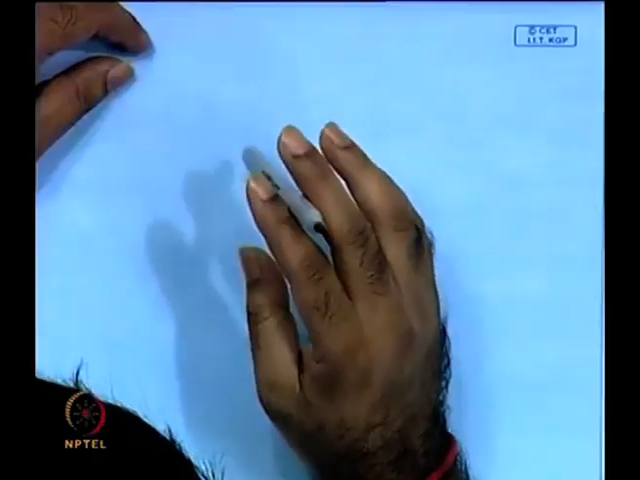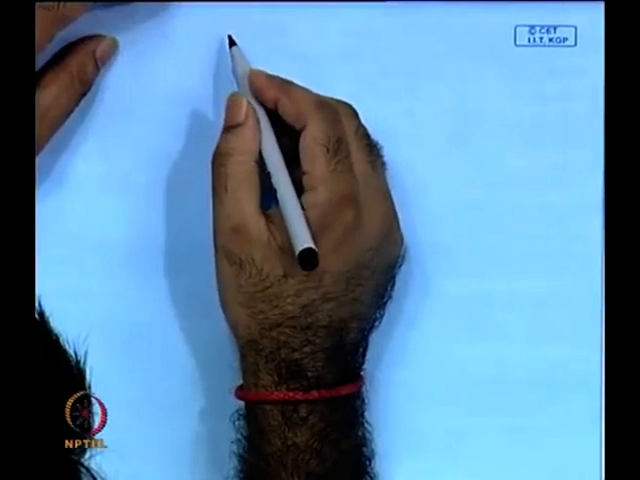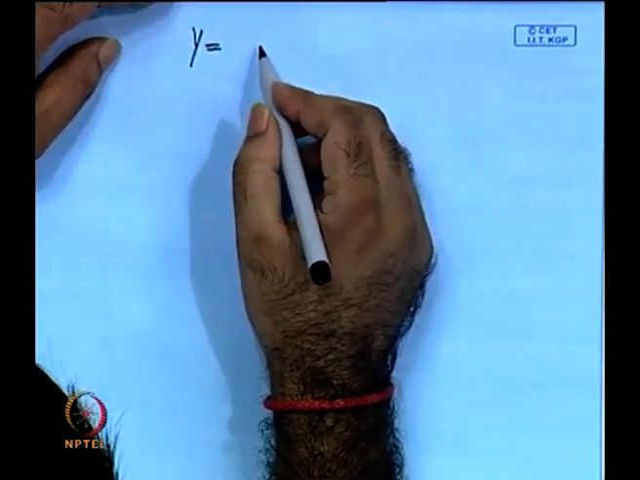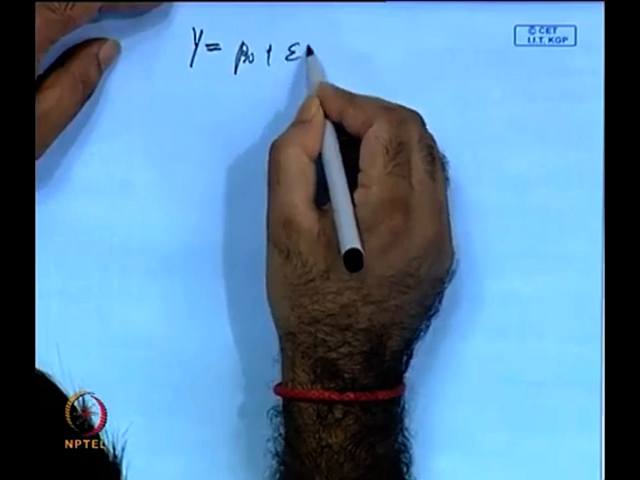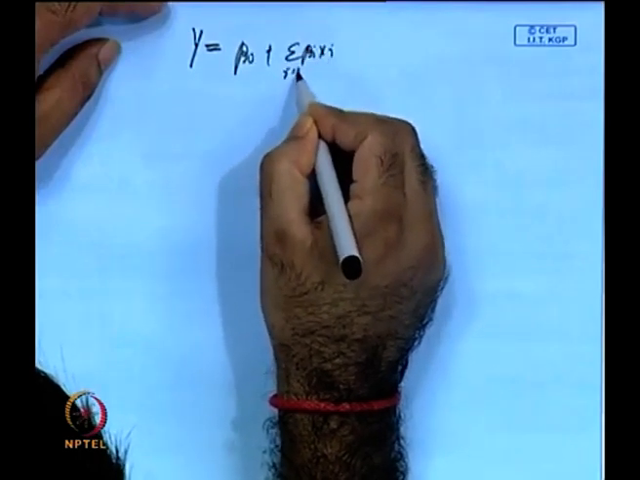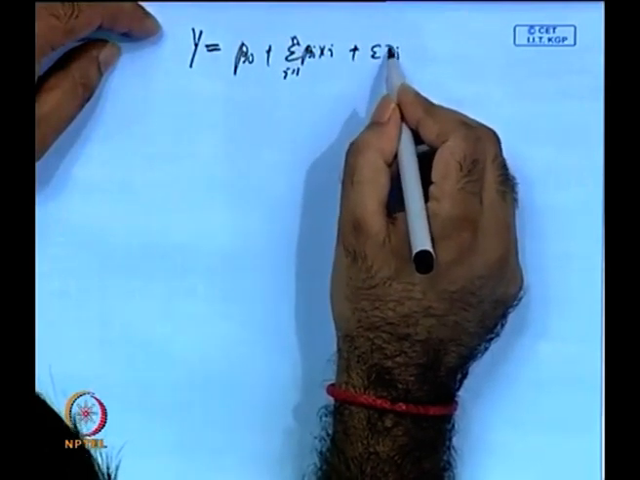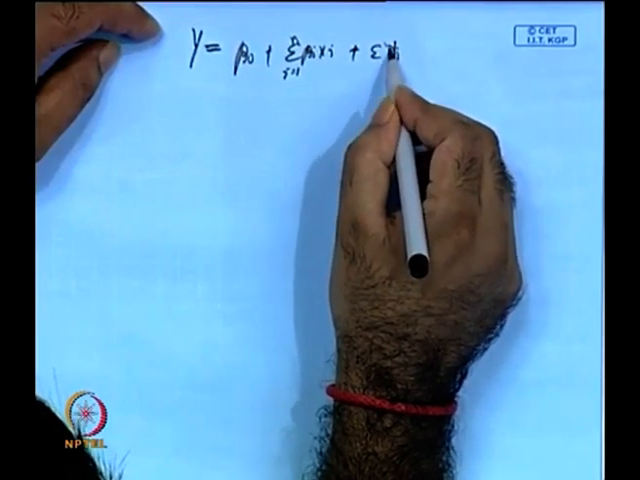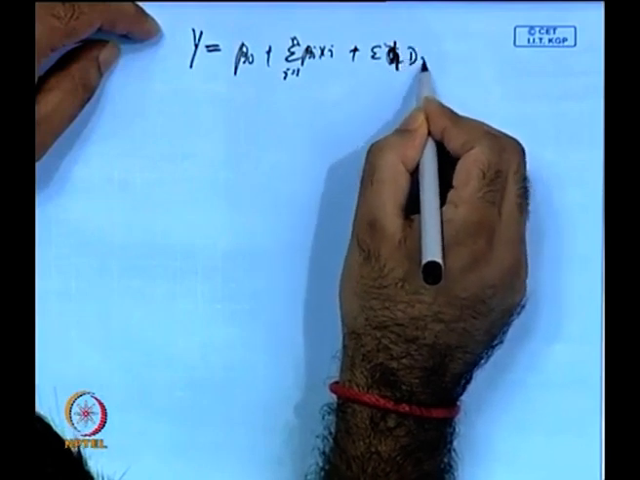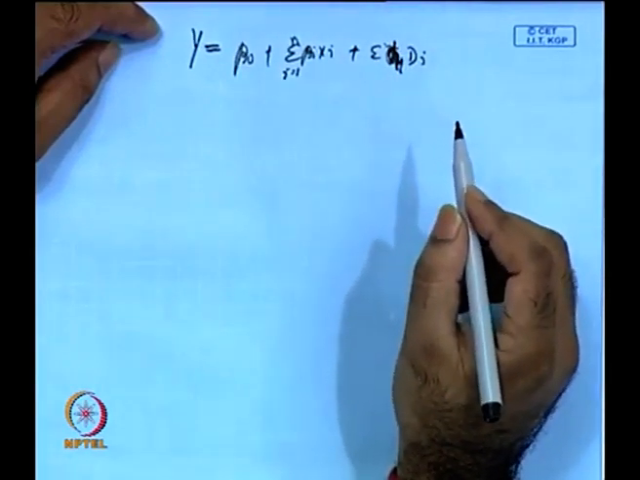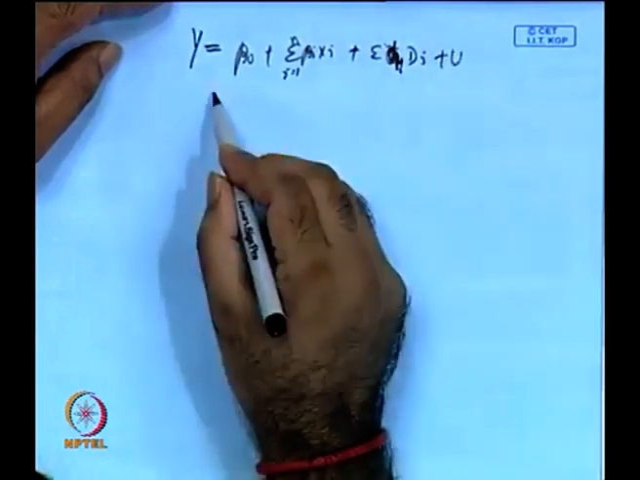Okay, so now there are several structures which we have highlighted. Here I will start with the generalized formula, then we will discuss a part of it. So y equals beta 0 plus summation beta i x i, i equal to 1 to n, plus summation alpha i d i, plus u. So this is the generalized formula.